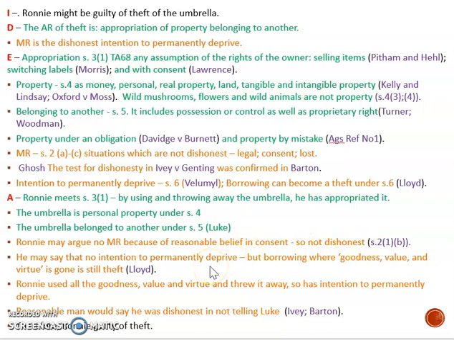Ronnie may say he was planning to give it back, he was just borrowing it, but the goodness, value and virtue is gone, and that can still be a theft using Lloyd. And so once the umbrella's damaged and he throws it away, he meets that intention to permanently deprive. And at this point, the reasonable man would say he's dishonest in deciding not to mention it to Luke. So therefore, Ronnie's guilty of theft.